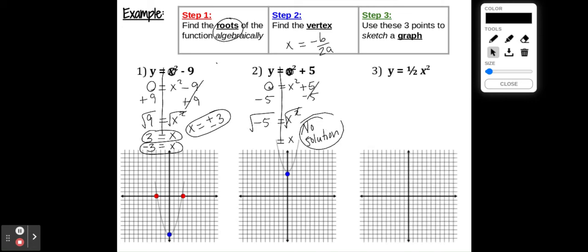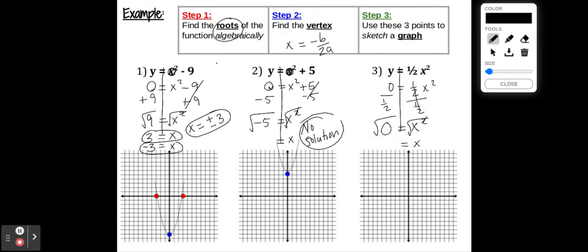Okay, let's try a third one. All right, so we're going to solve first algebraically to find our roots. So make the y a 0. Okay, so I'd have to divide by 1/2 or multiply by the reciprocal. Doesn't really matter. Either way, if I take 0 divided by 1/2 or 0 times the reciprocal of 2, I'm going to get 0. So now take the square root of 0.